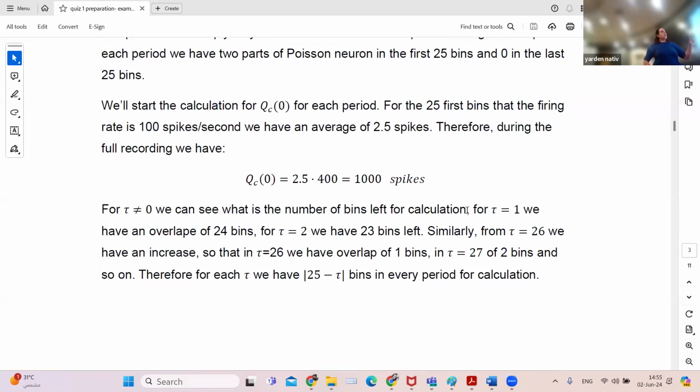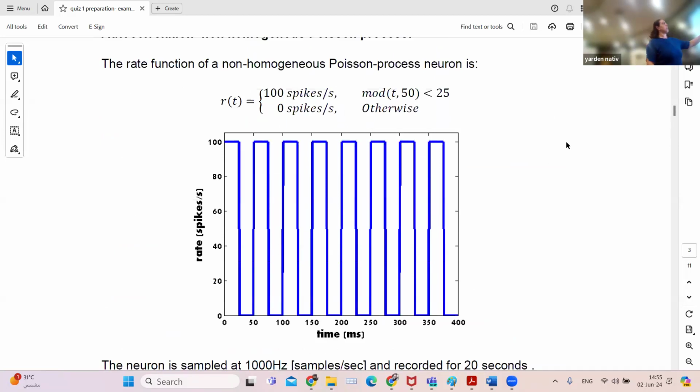Now we want to compute what happens when I'm not at 0, when the time lag does not equal 0. So we can see what is the number of spikes left for calculation for tau equals 1. What I'm doing now is a mental shift. I shift these spikes each time by a specific number, and I think to myself how the spikes are meeting the other part.